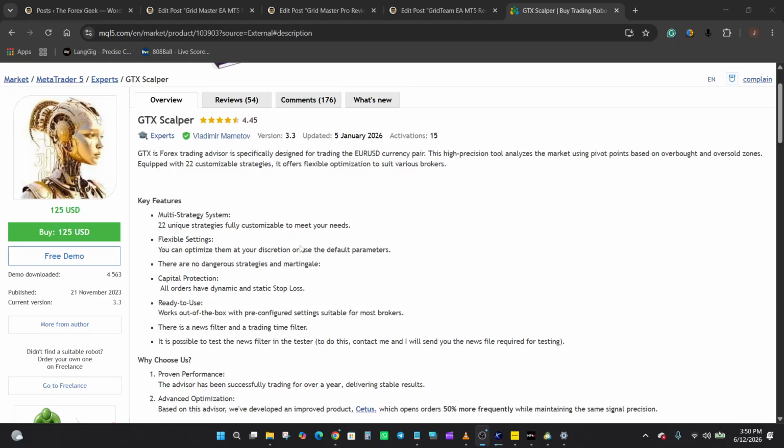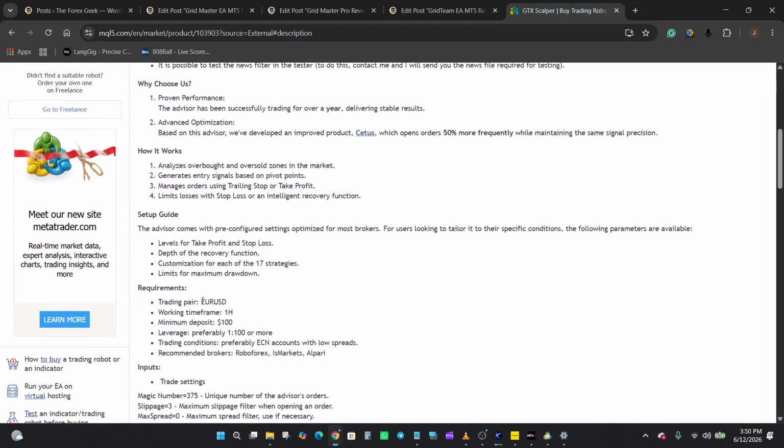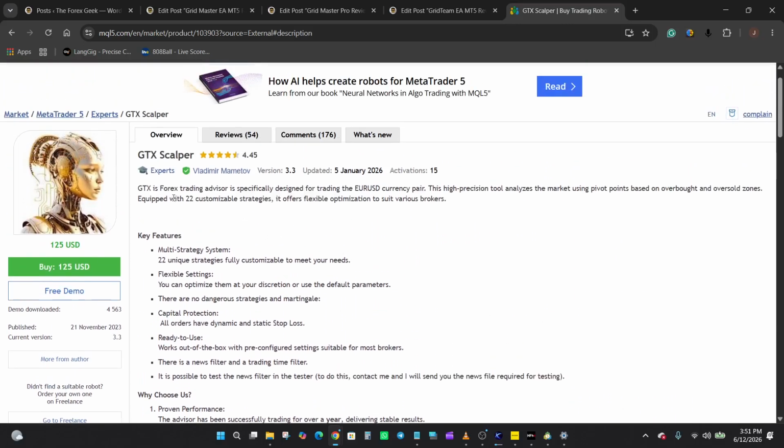Now, starting with the MQL5 Marketplace page, GTX Scalper is specifically designed for trading the EURUSD currency pair. The developer recommends using it on the 1 hour time frame with a minimum deposit of 100 US dollars. According to the description, the EA analyzes the market using pivot points based on overbought and oversold zones and includes a total of 22 customizable strategies.